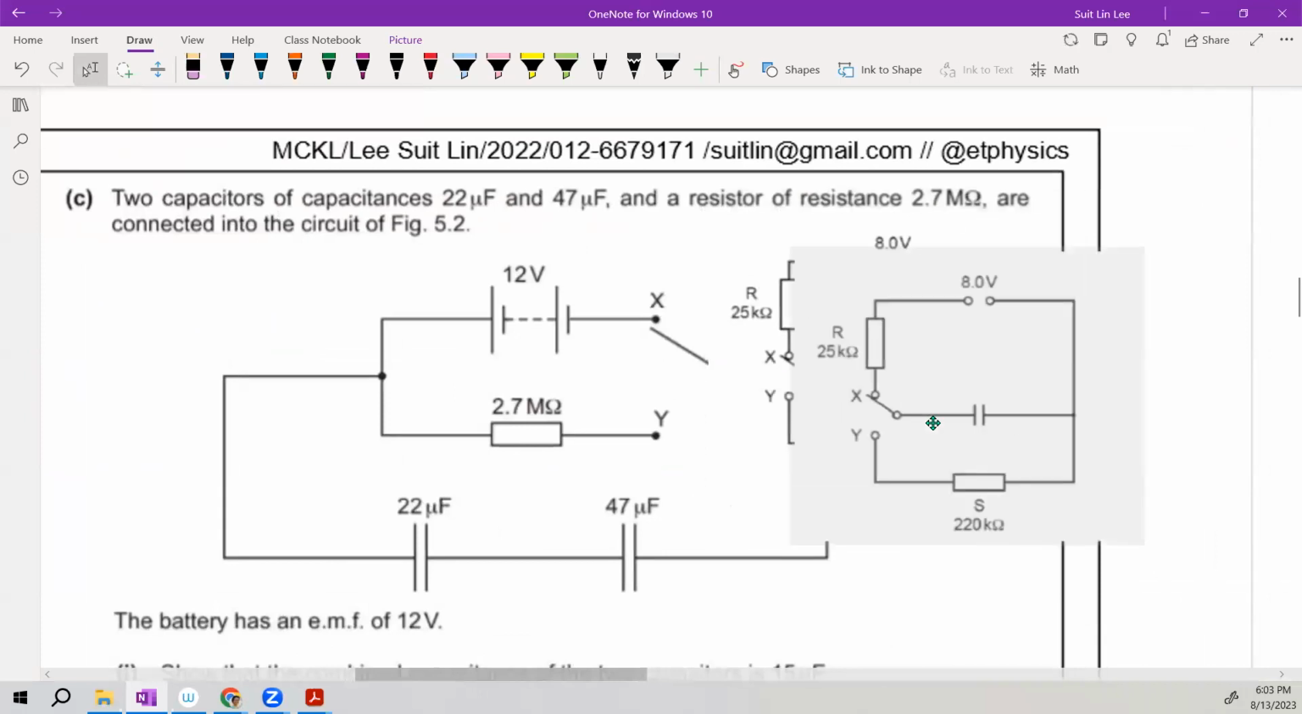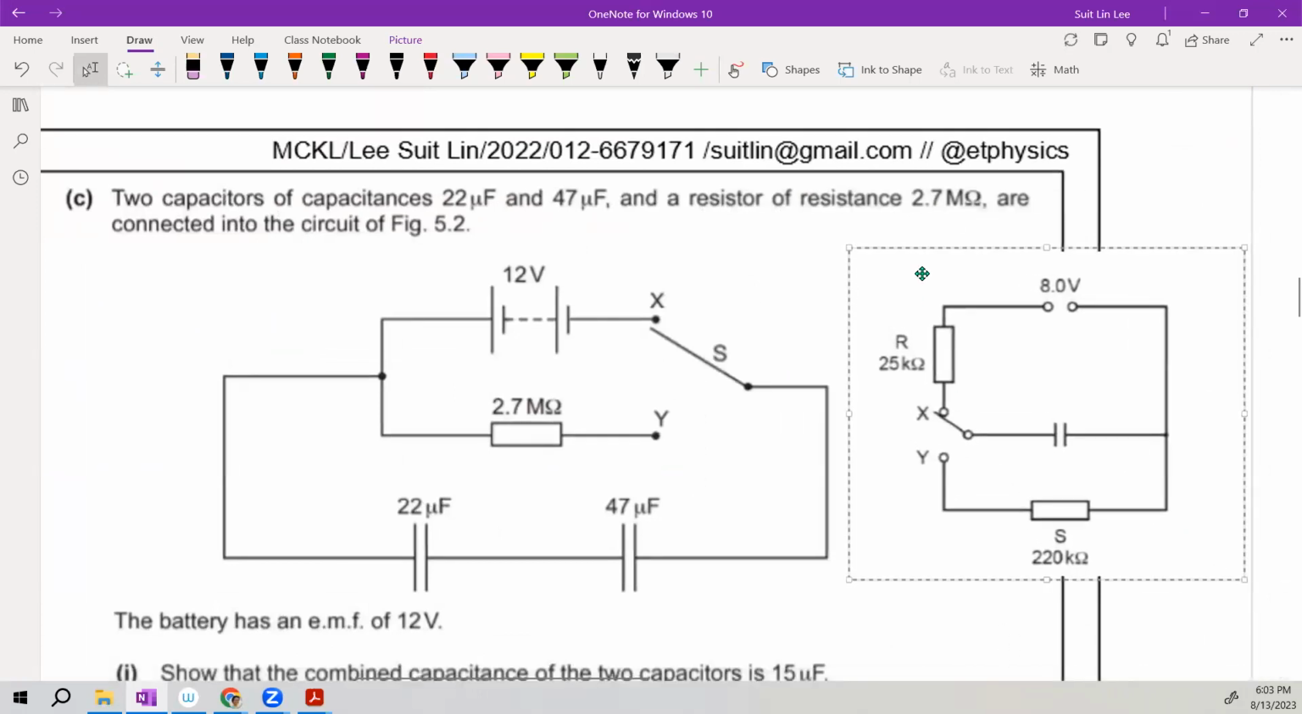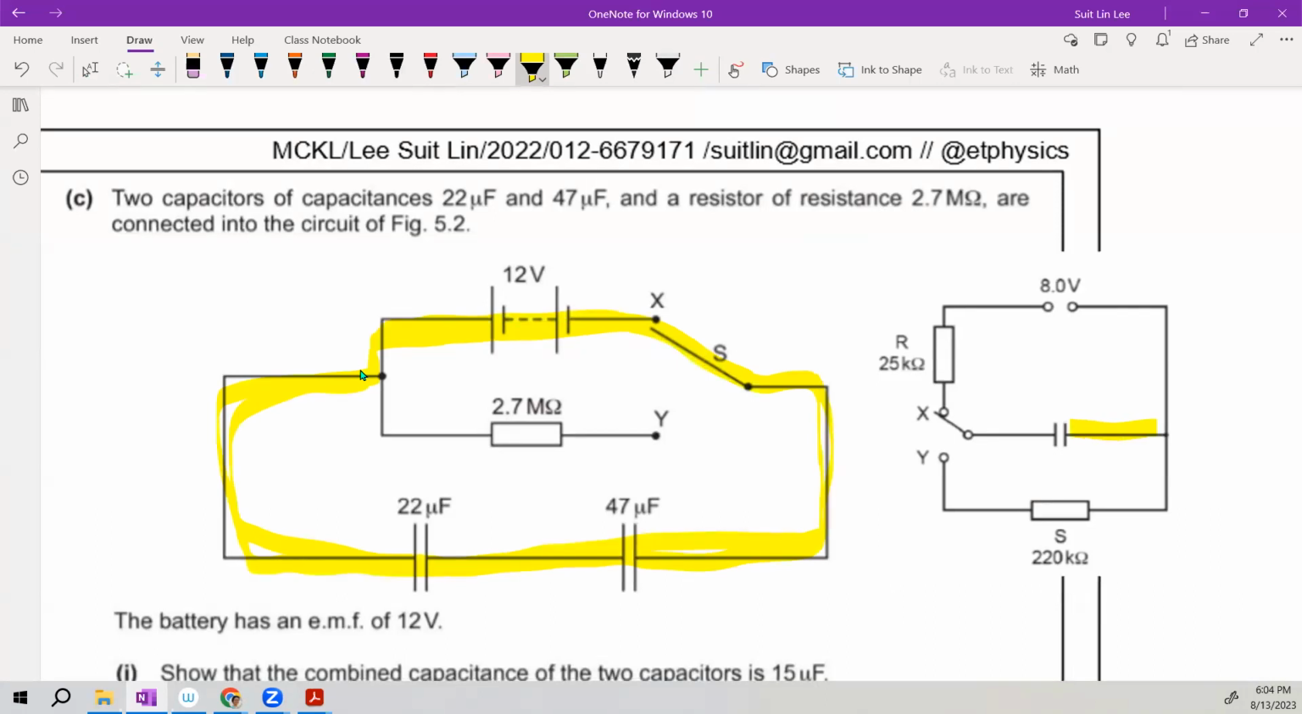This one, same year. Okay, the difference here is, for this case, if I put at X, it's connected to the power supply. See? Connected to the power supply. If it's connected to the power supply, this means the capacitor is being charged. So we just need to check, is the capacitor connected directly to the power supply?